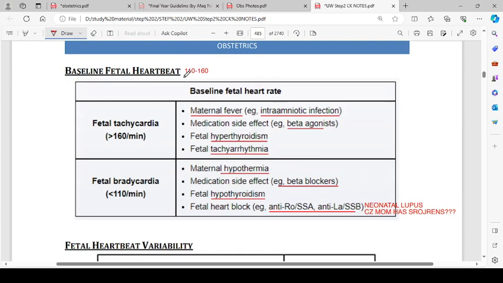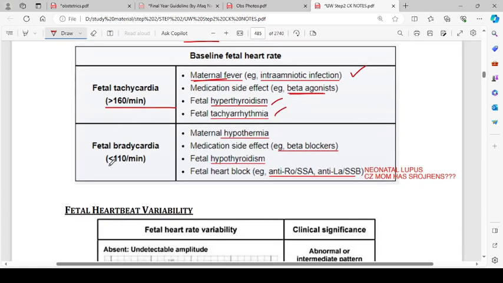Baseline fetal heartbeat is 110 to 160. Fetal tachycardia is more than 160 per minute: maternal fever, for example intra-amniotic infection, medication side effects like beta agonists, fetal hyperthyroidism, and fetal tachyarrhythmias. Fetal bradycardia is less than 110 per minute: maternal hypothermia, medication side effects, for example beta blockers, fetal hypothyroidism, and fetal heart block, for example anti-Ro (SSA) or anti-La (SSB).